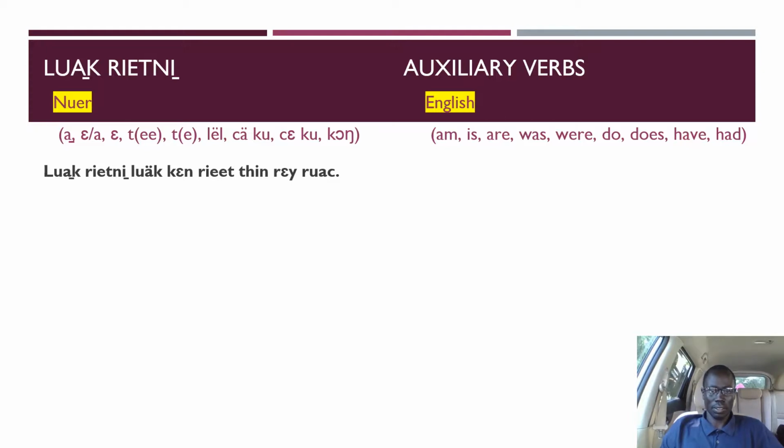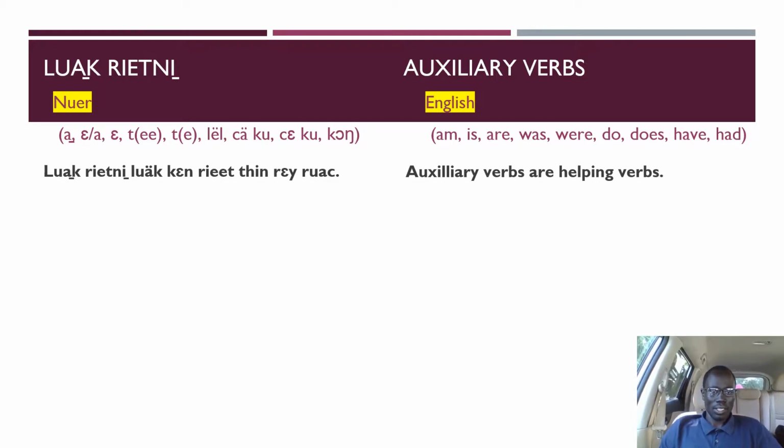In English, auxiliary verbs are like helping verbs. So they help some of the verbs to form a correct sentence. That's what the auxiliary verbs are. So in Nuer, sometimes it's just a letter.